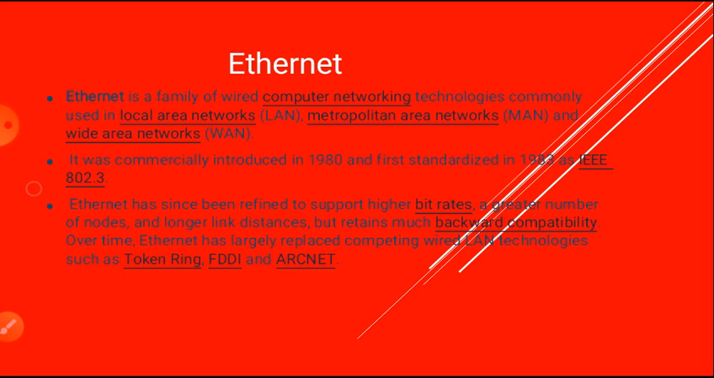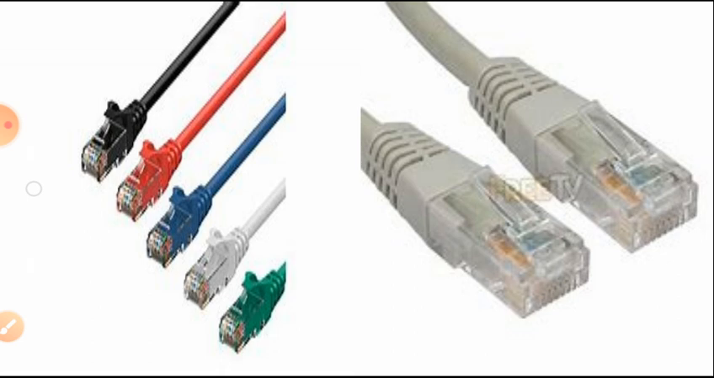It was commercially introduced in the 1980s and first standardized in 1983 as IEEE 802.3. Ethernet has since been refined to support higher bit rates, a greater number of nodes, and longer link distances, but retains much backward compatibility. Over time, Ethernet has largely replaced competing wired LAN technologies such as token ring, FDDI, and ARCNET. This is the Ethernet cables. We can see example of Ethernet cable.